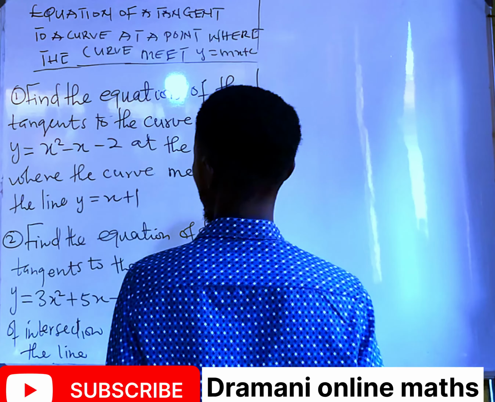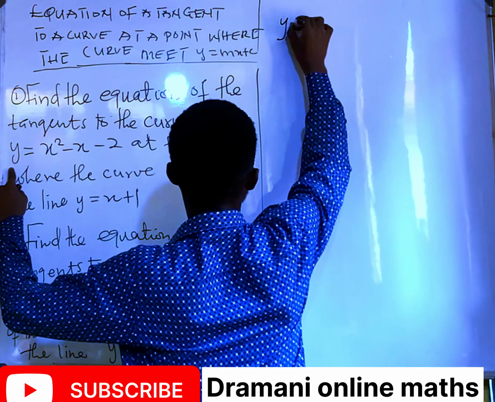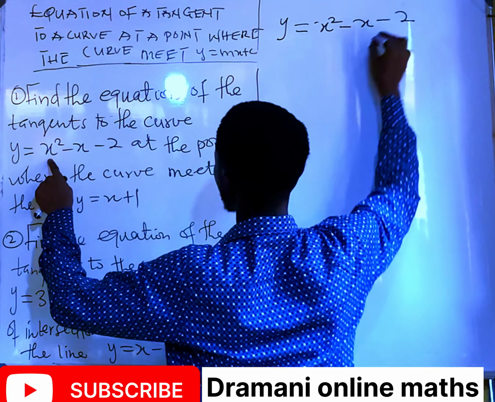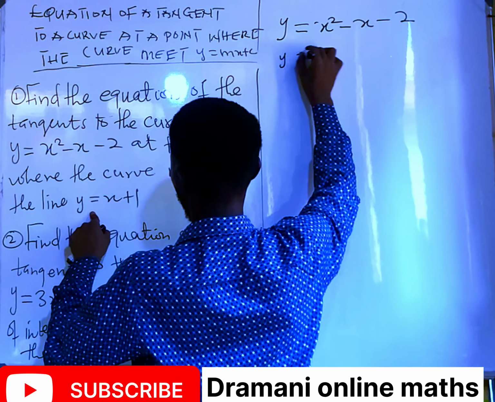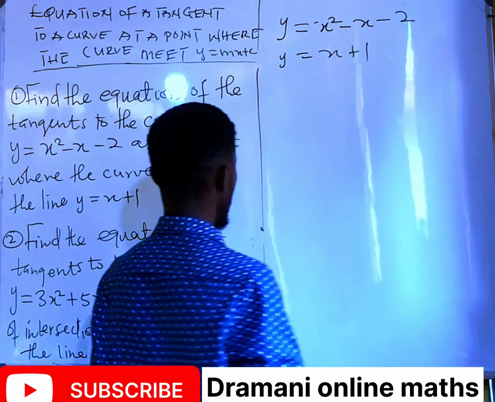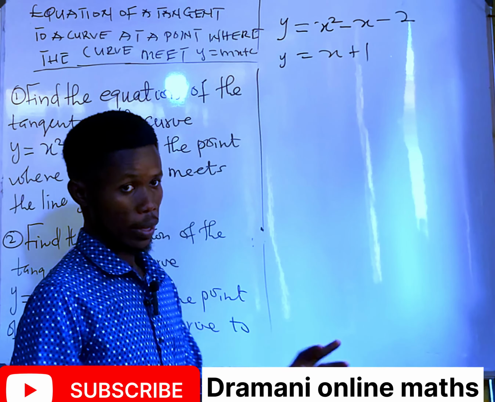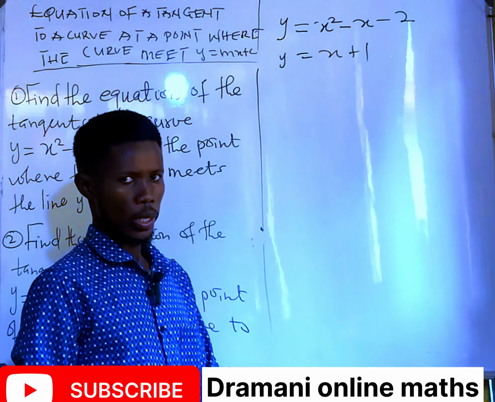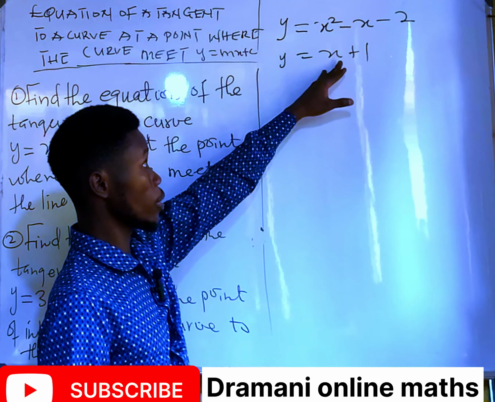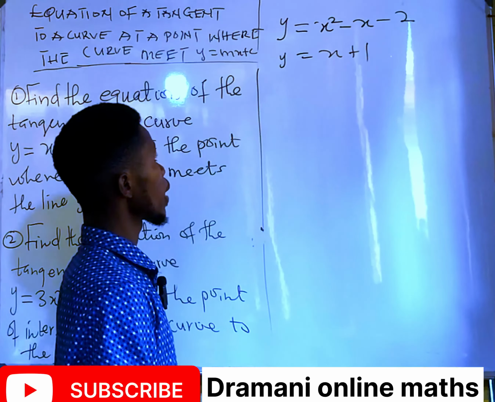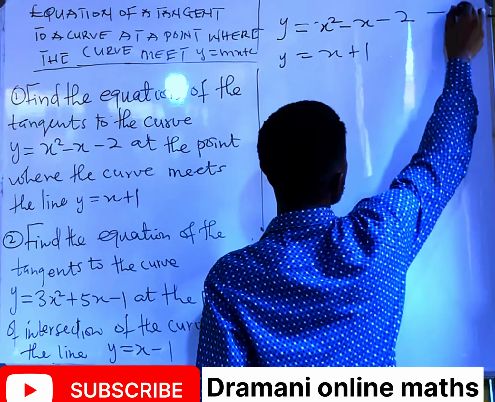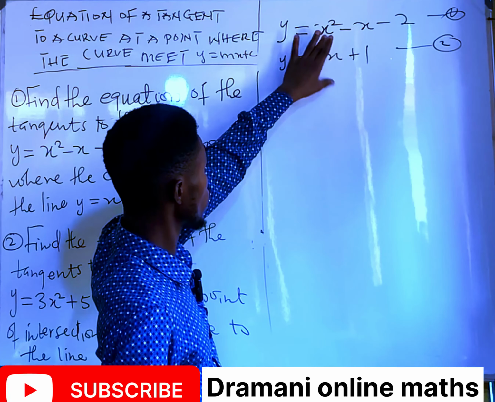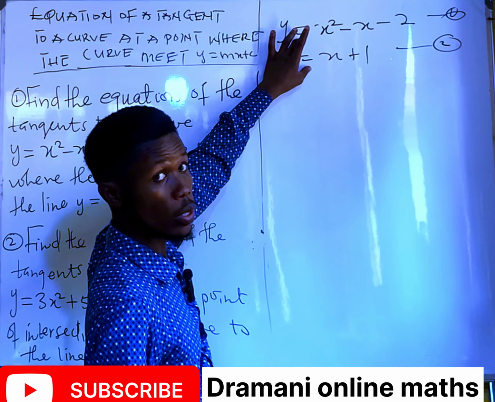So I'm going to start with this. We have y equals x squared minus x minus 2, and also meeting this line y equals x plus 1. Now we have to find the equation of the tangent. So still we need to get a gradient. We need to have the points. The main reason why you are doing this is to get the point x and y. Now if you name this one equation 1 and this equation 2, we have it like this. So what you are going to do here is solve this simultaneously.